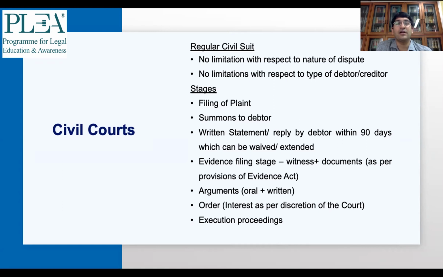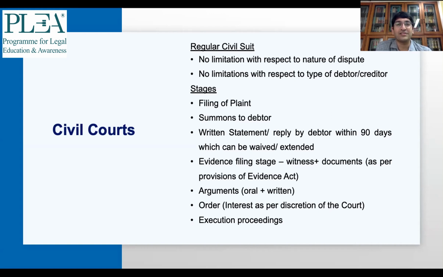Suppose, like I said, that you can go to NCLT under your IBC code only if the debtor is a company, right? For others, you cannot go to NCLT. So if the debtor is a partnership firm, the NCLT route is not available to you. In such a case, your matter will be entertained by the civil court.